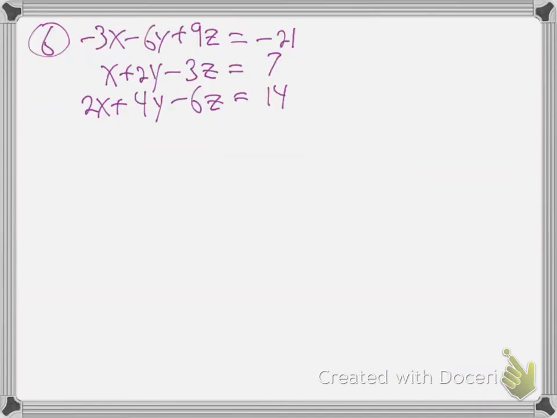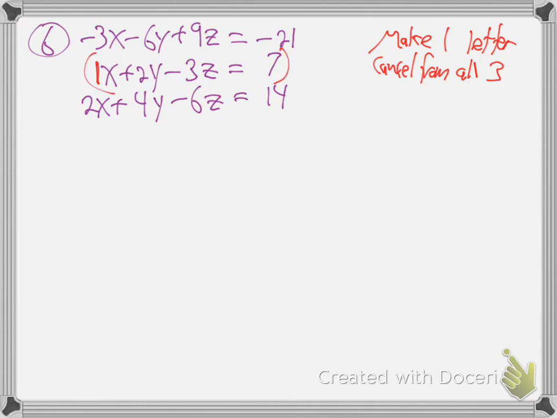Okay, so here on number 6, you know the drill. We got to get one of the letters to drop out. Make one letter cancel from all three. So what letter am I going to make cancel from all three? Well, the easiest one would be x. Why? Because this is a 1x here. That's easy to use. You go somewhere where there's a 1 or no number in front, which means 1, because that's easy to use. How am I going to use it? I'm going to multiply through this equation by 3 and add to the top equation.